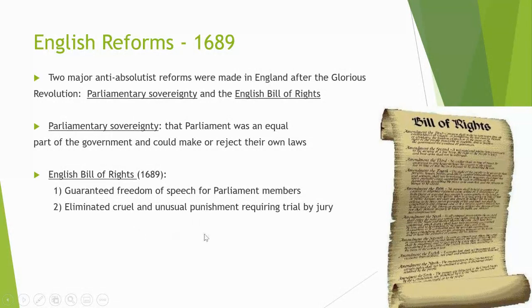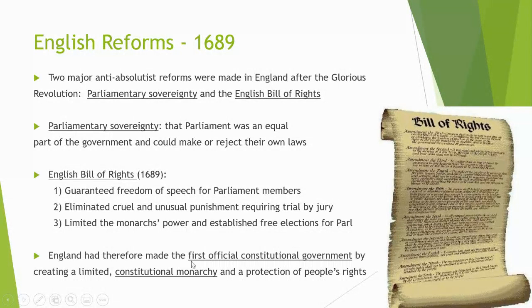So you'll notice a lot of these are built into our American culture today. It limited the monarch's power and established free elections for Parliament. So England is going to have the first constitutional government by creating a limited constitutional monarchy and a protection of people's rights. So England is going to be the first country to really reject absolutism.